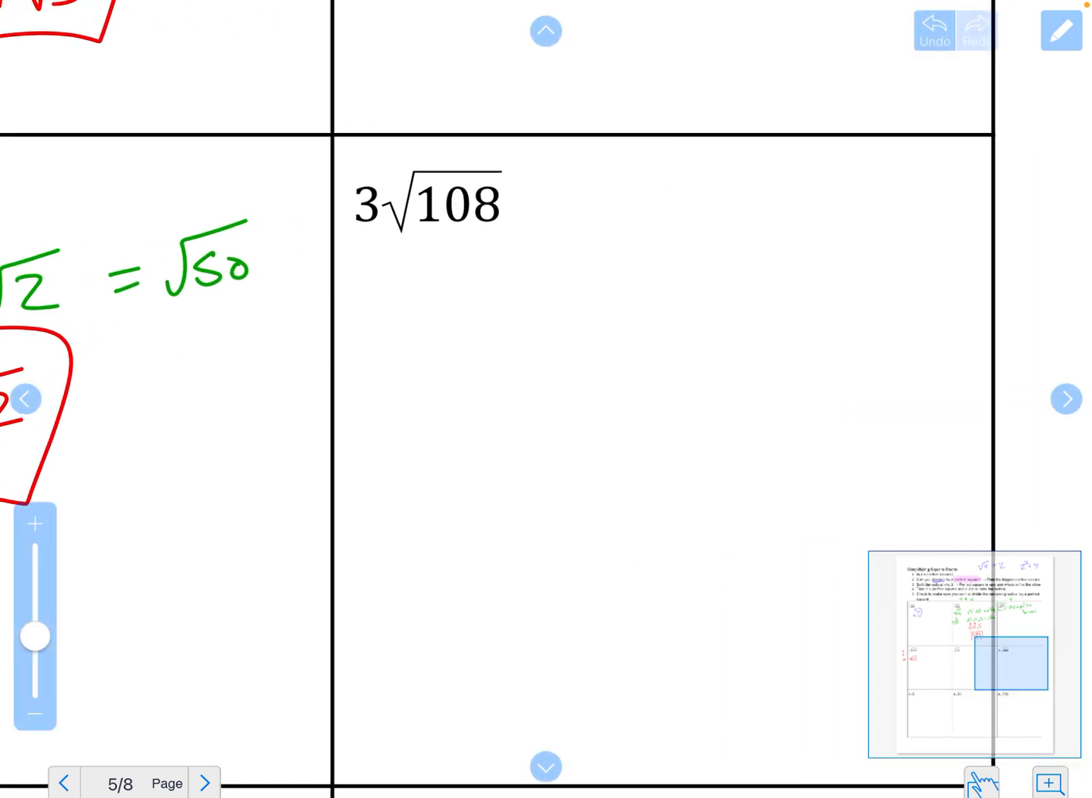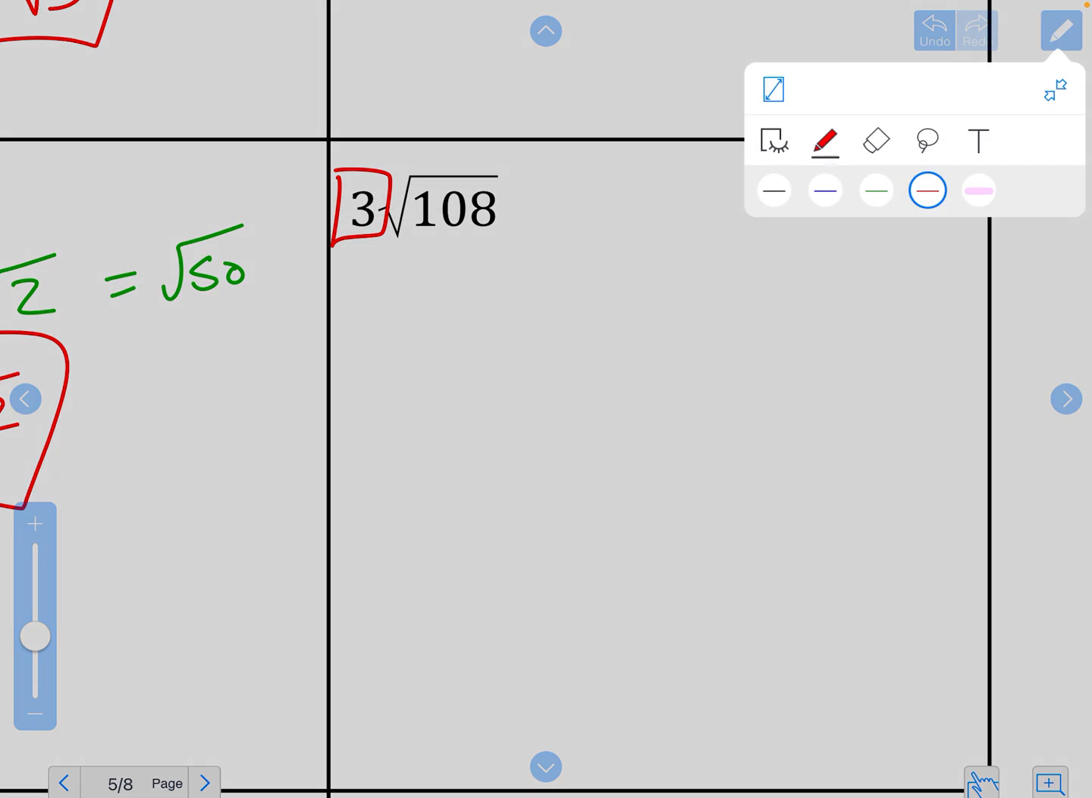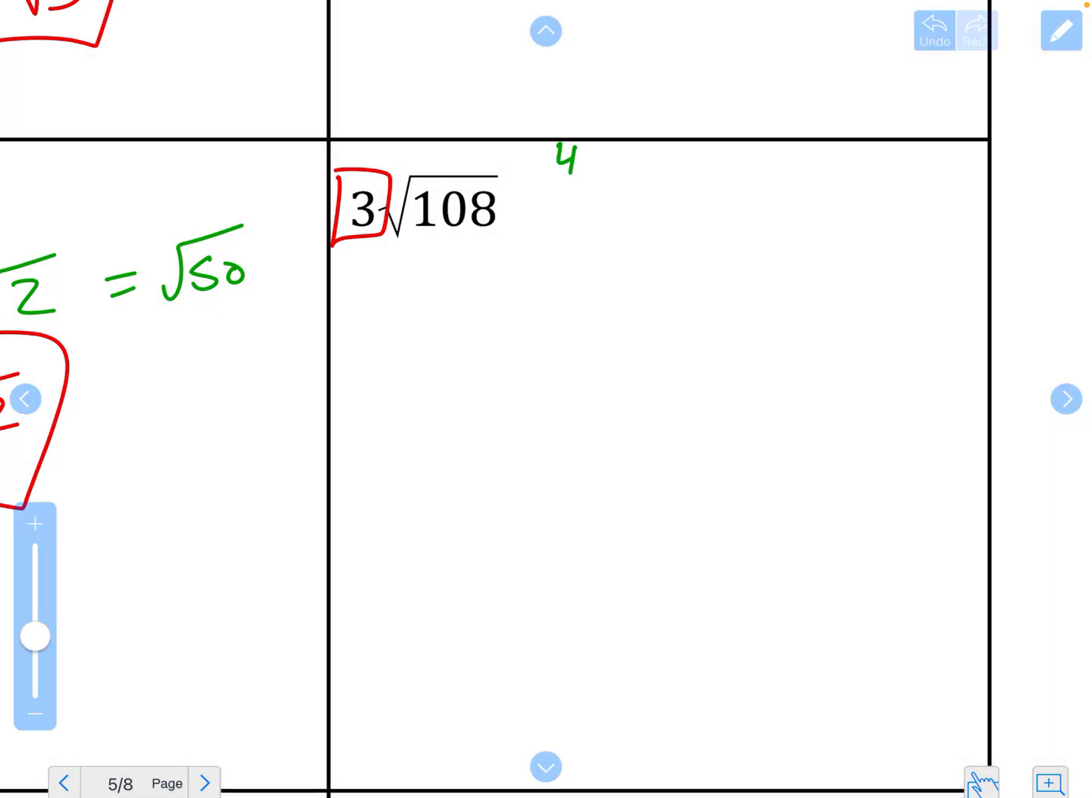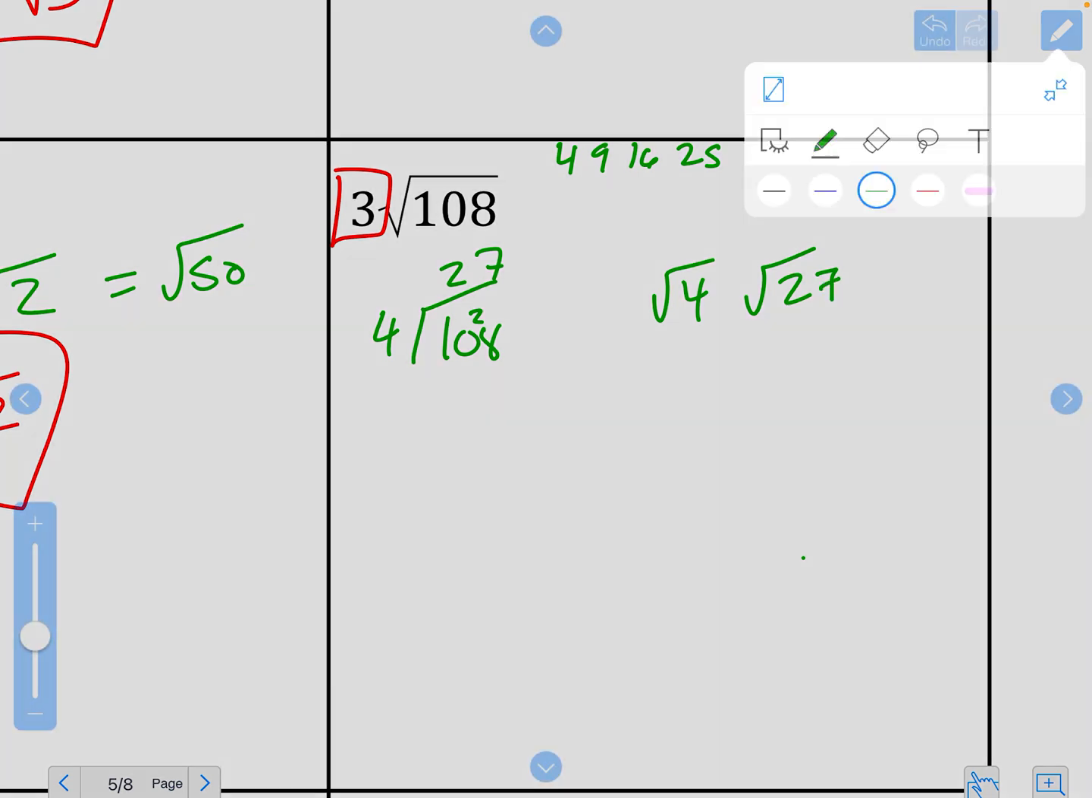All right, occasionally you're going to get a square root with a number in front. We're just going to ignore that number in front for right now. So we're going to take 108, and again, I'm looking at 4, 9, 16, sometimes 25. So 108 divided by 4 will go in twice, 4 times 7 is 28, that's 27. So square root of 4, square root of 27.